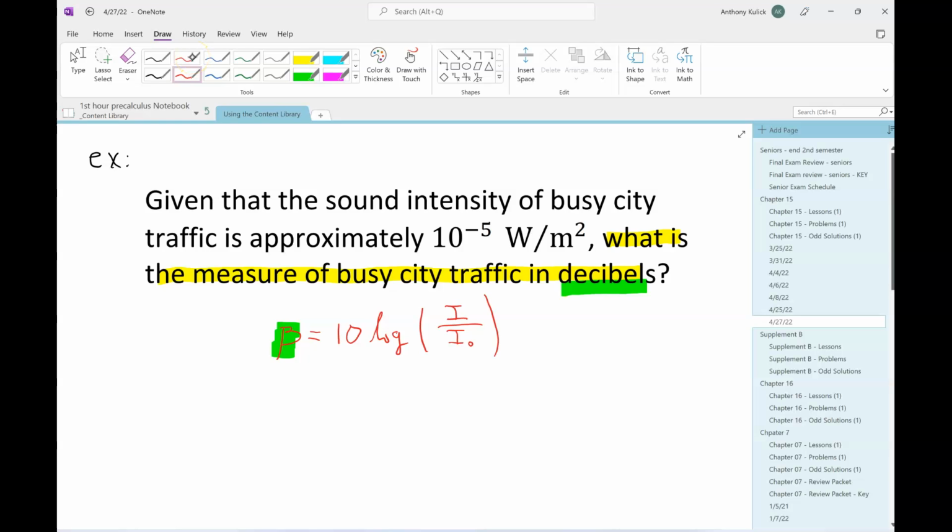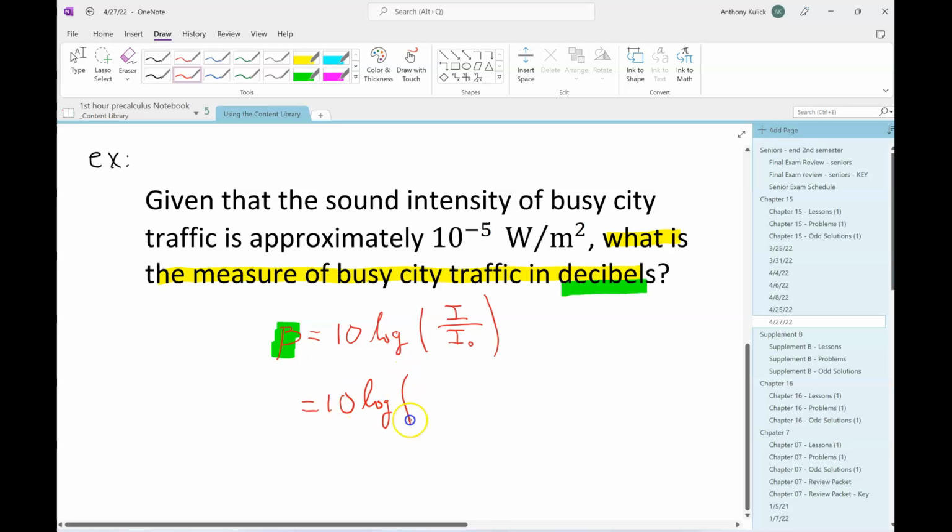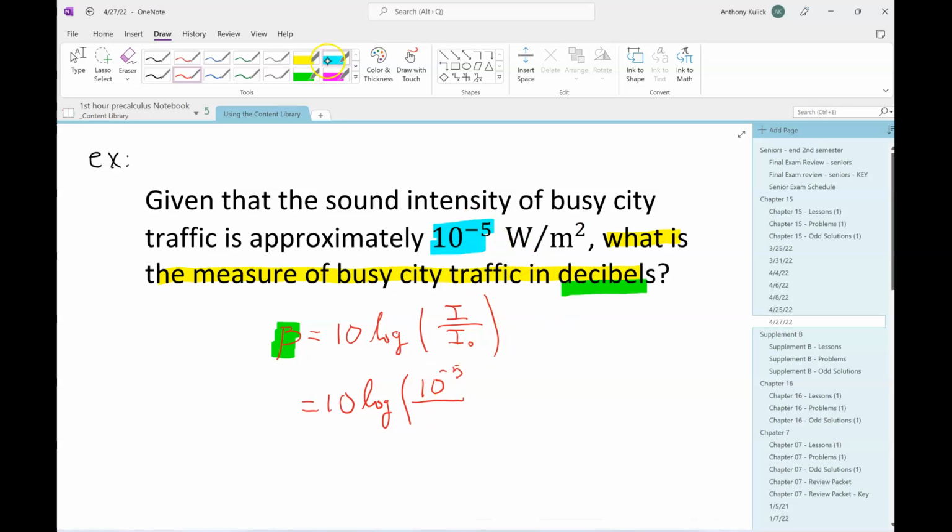Okay. So we need to fill in values for I and I naught. What does our value for I have to be? Very good. And what's the value for I naught? 10 to the negative 12. Yes, good. Remember, I naught is a constant.